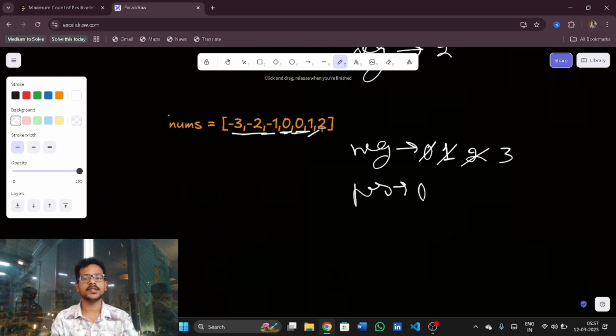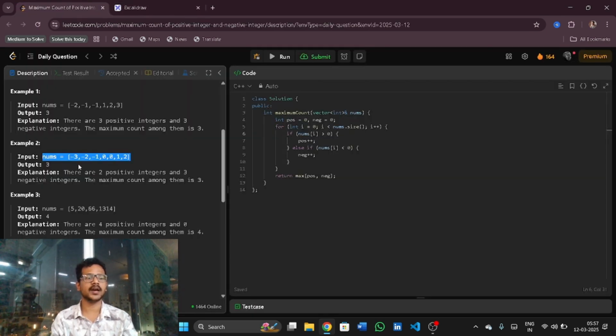Now I got 1 which is greater than 0, that means positive, so increment the count of positive. Then again I got 2 which is positive, so increment the count of positive, so it will be 2. So the maximum between 3 comma 2 will be 3, so we will return 3 as the answer.